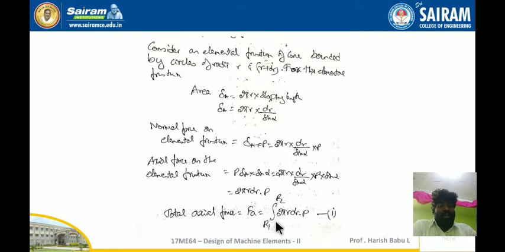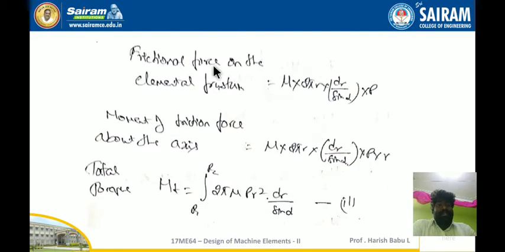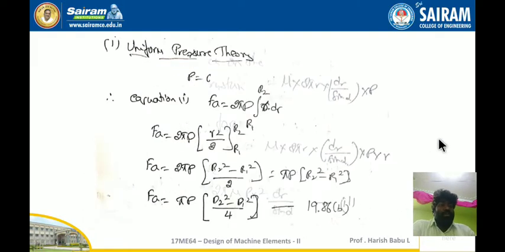Then we integrate that for the total axial force. Integrating from R1 to R2, 2 pi r dr into p. That is equation 1. Now consider the frictional force on the elemental frustum, that is mu into 2 pi r into dr by sin alpha into p. Taking the moment about the axis, it will be mu into 2 pi r into dr by sin alpha into p into radius r. Integrating again between R1 and R2, we get 2 pi mu p r square dr by sin alpha. Let us take this as equation number 2.